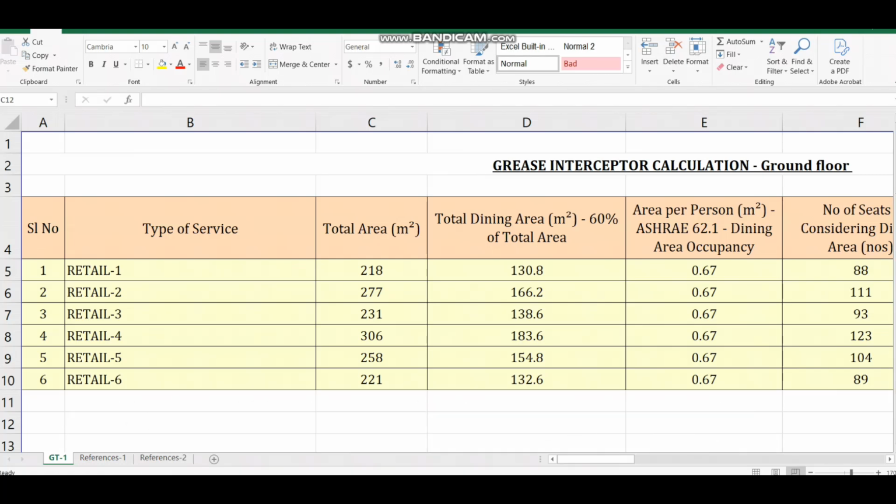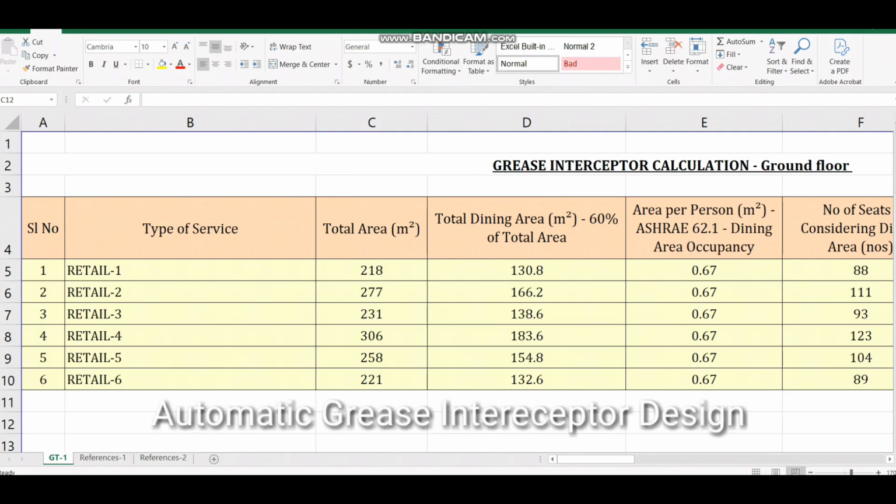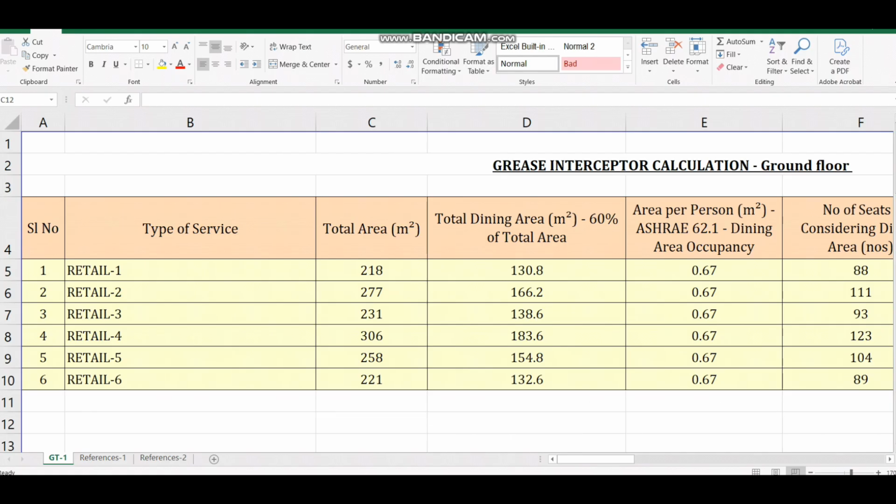In today's video, we are going to see how to design the automatic grease interceptor for the wastewater system. Automatic grease interceptors offer a highly efficient method of managing fats, oils and grease, simply we can say FOG, in wastewater systems. This automatic grease interceptor is ideal for applications in food service establishments such as hotels, restaurants and cafeterias, where high FOG levels can lead to drain blockage and health hazards.